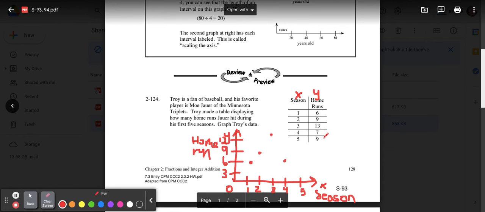And then finally, season 5, there's 9 home runs. So season 5, I'm lining it up with 9 home runs right here. And on your graph paper, you'll be able to see those lines a little easier. So here's a scatter plot with the number of home runs per season. And the scatter plot can easily show us that in season 3, Wire hit the most number of home runs.